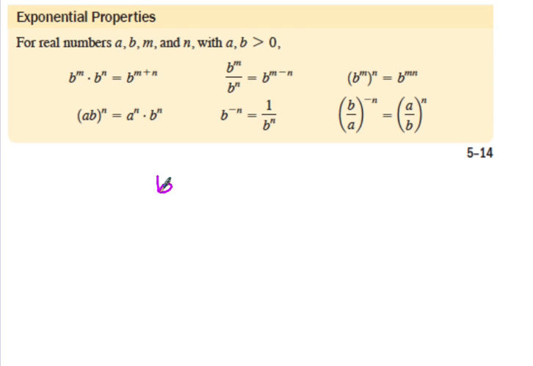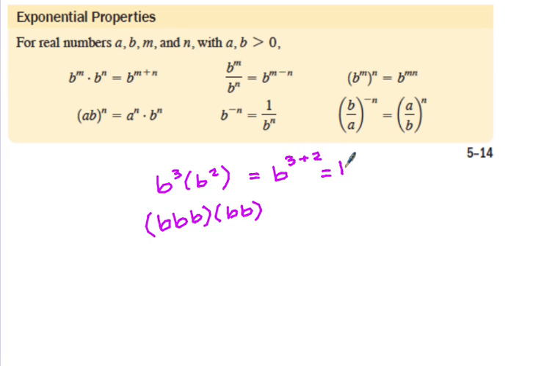Let's say I had something like b to the third times b squared. What does this actually look like? Well, b cubed is b times b times b. b squared is b times b. And so multiplied together, how many total b's do we have now? We have 5 of them, which is where this comes into play: 3 plus 2. So this is our b to the 5th. So we have this total exponent.